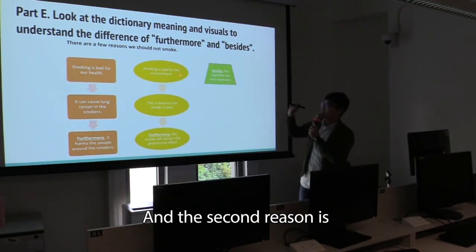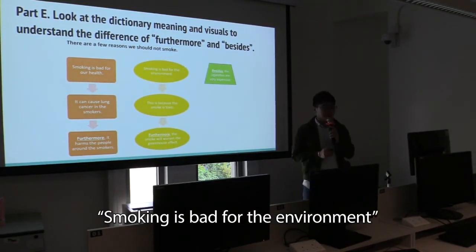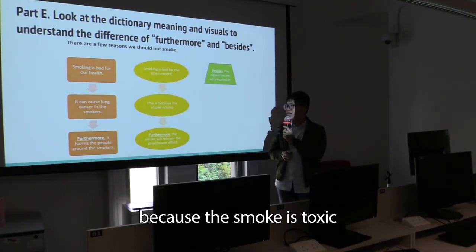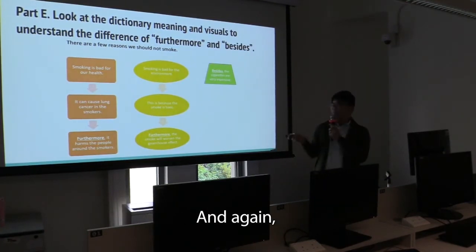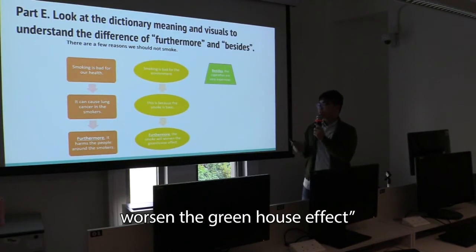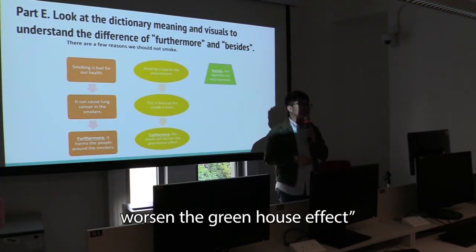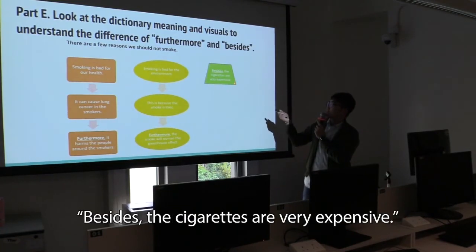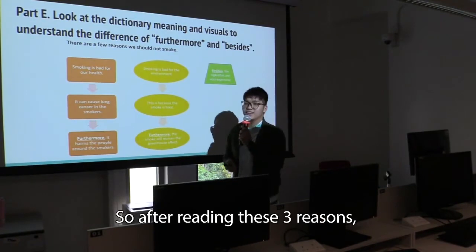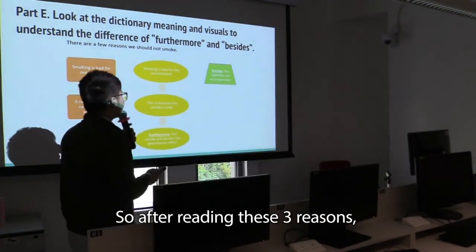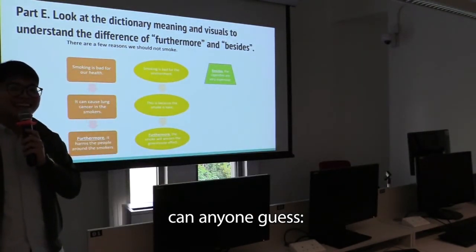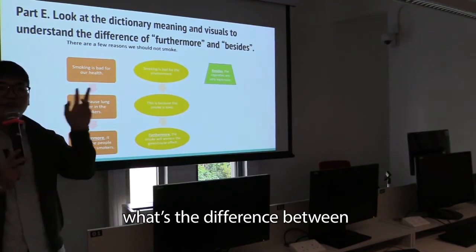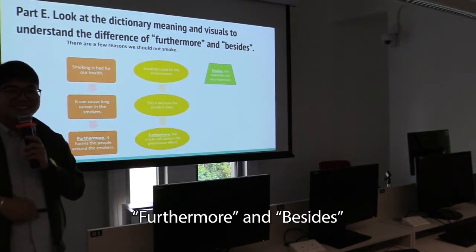And the second reason is smoking is bad for the environment because the smoke is toxic. And again, furthermore, the smoke will worsen the greenhouse effect. And finally, there is the green one. Besides, the cigarettes are very expensive. So after reading these three reasons, can anyone guess what's the difference between furthermore and besides?